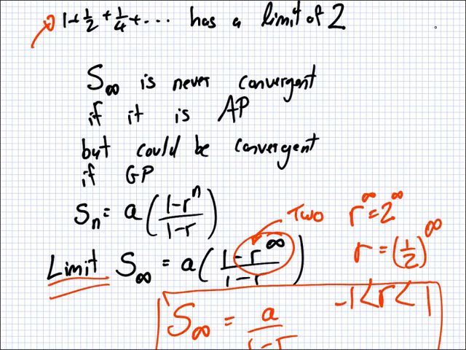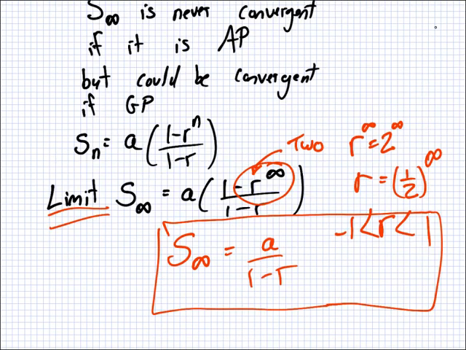So this is our first formula. This is the formula for a limit only if, of course, it's a GP with r between -1 and 1. There's no limit if r is more than 1.